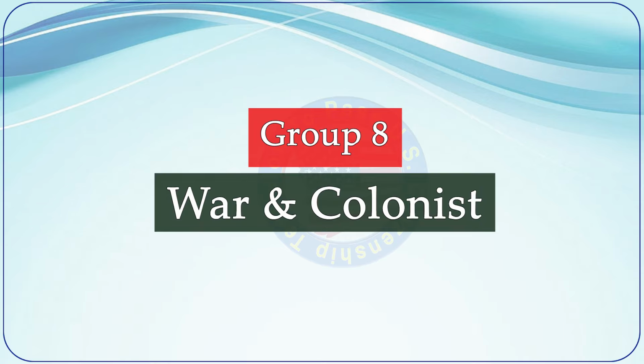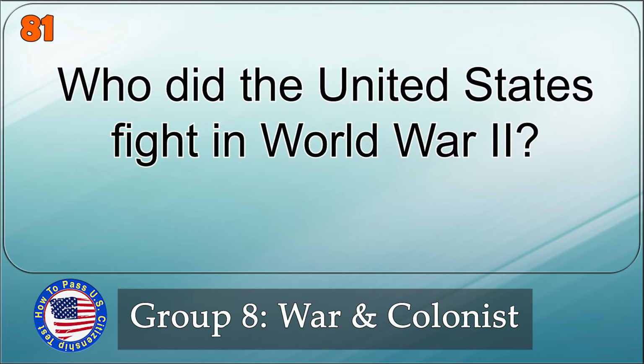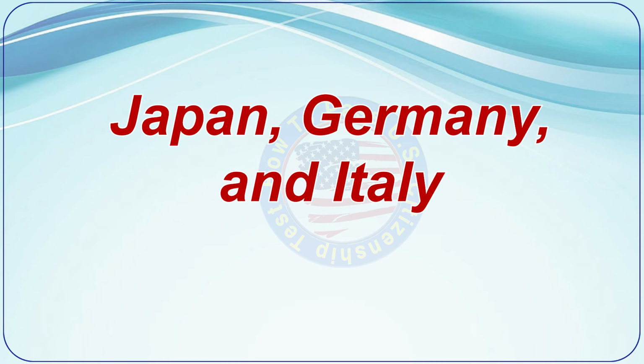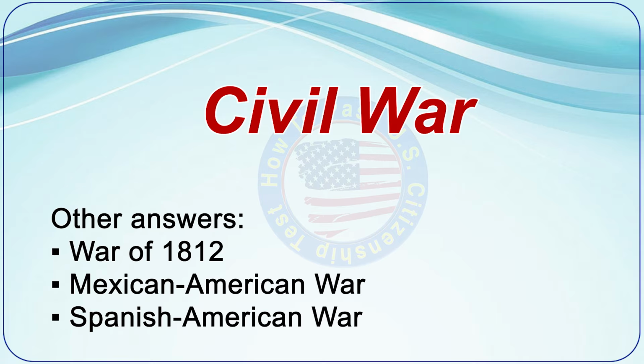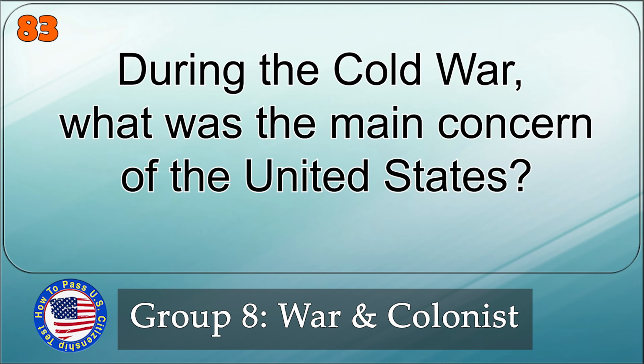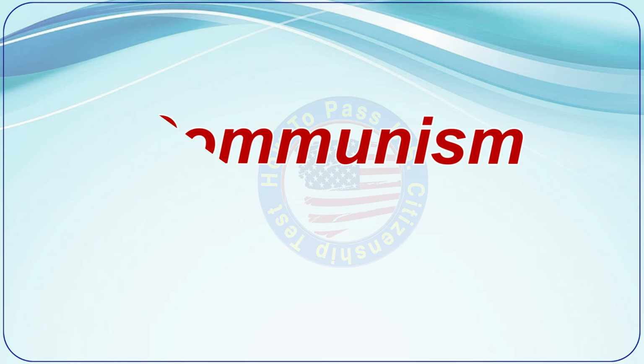Group 8, War and Colonists. Who did the United States fight in World War II? Japan, Germany, and Italy. Name one war fought by the United States in the 1800s. Civil War. During the Cold War, what was the main concern of the United States? Communism.